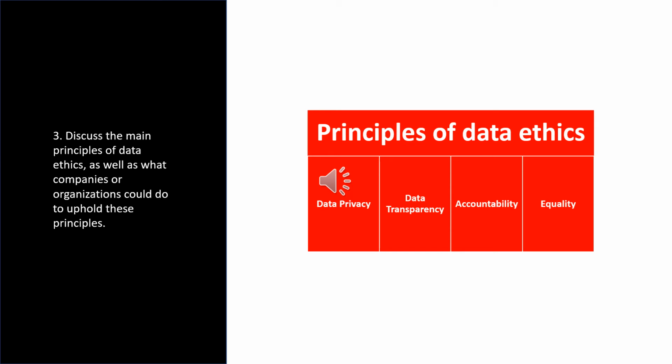Relating to accountability, it's how organizations are responsible of the data that they collect and share. And in terms of equality, it's about how organizations should be serious to not discriminate individuals or groups when handling and processing data. In general, organizations should be respecting the rules and laws of data privacy, and always have in mind the principles of data ethics.